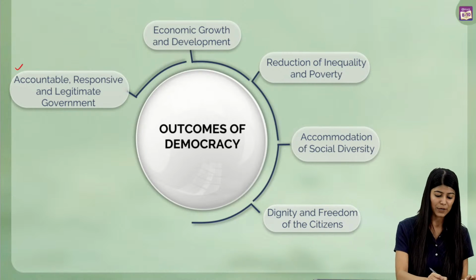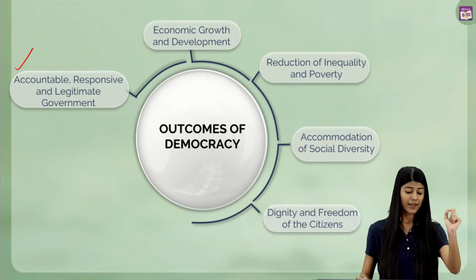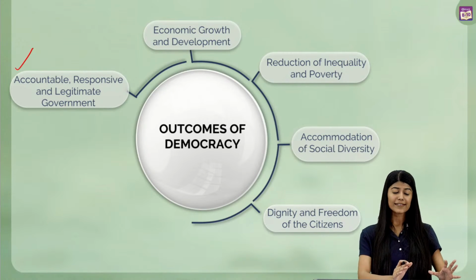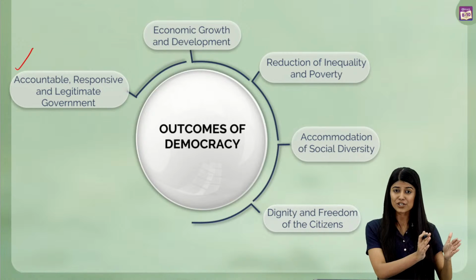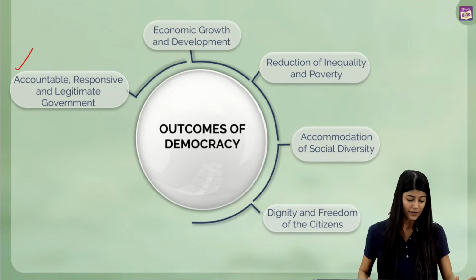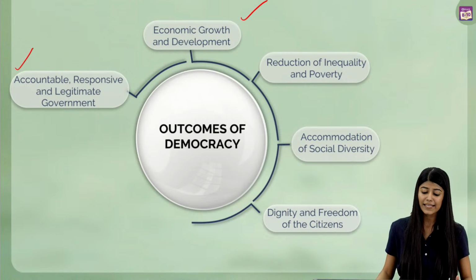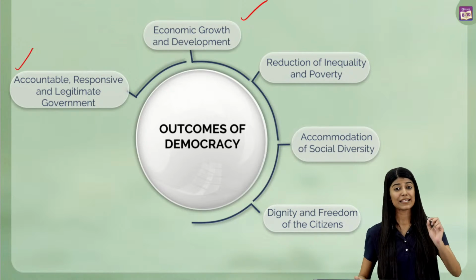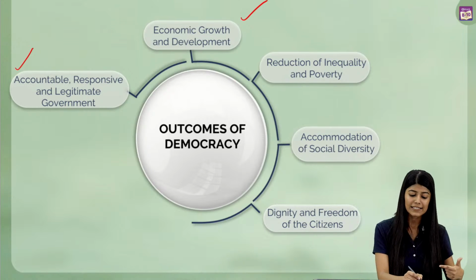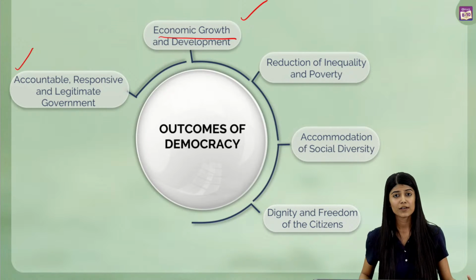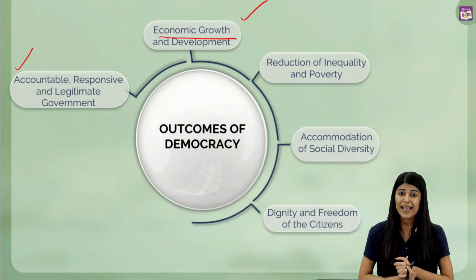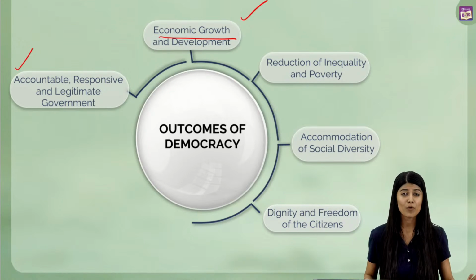The very first aspect that we did is accountable, responsive and legitimate government. In this, we understood how dictatorship works and how democracy works, and which is more efficient. Then second, we had economic growth and development. In this, we realized that democracy is not the only factor affecting economic growth. We also have many other things, say, for example, the population size, the economic priorities, and a lot more.